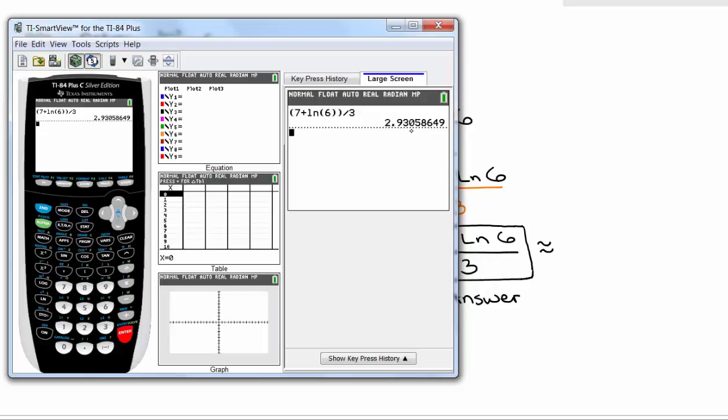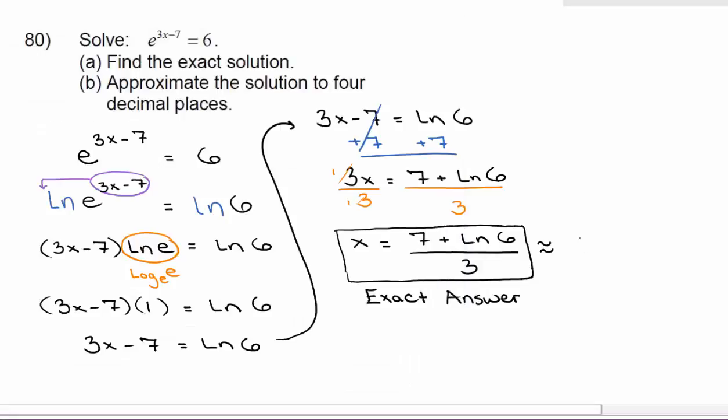2.9305869. We're going to round to 4 decimal places. In order to round to 4 decimal places, I'm going to have to look here. 4 decimal places would be the 5, but since we have an 8 next to it, we're going to round that up to a 6. So that's going to be 2.9306, and that's going to be our approximation.